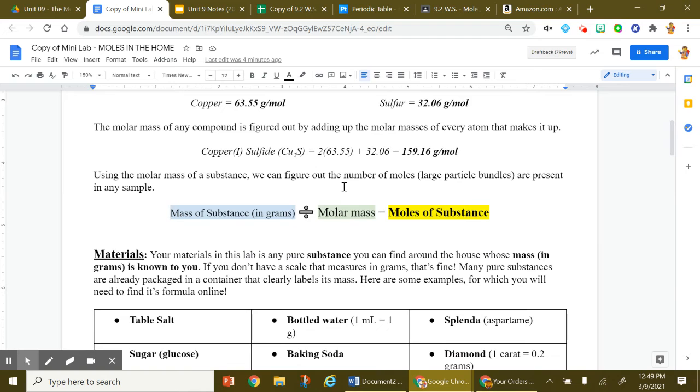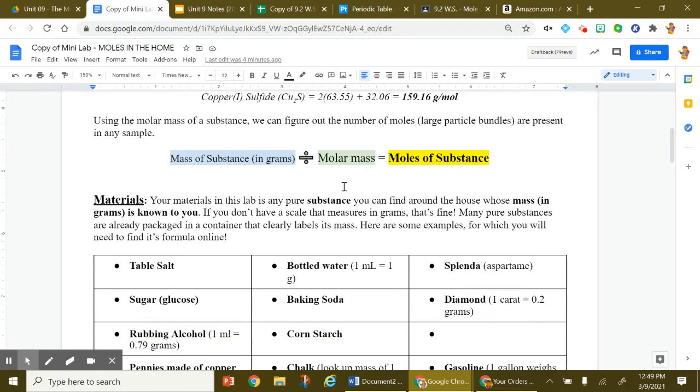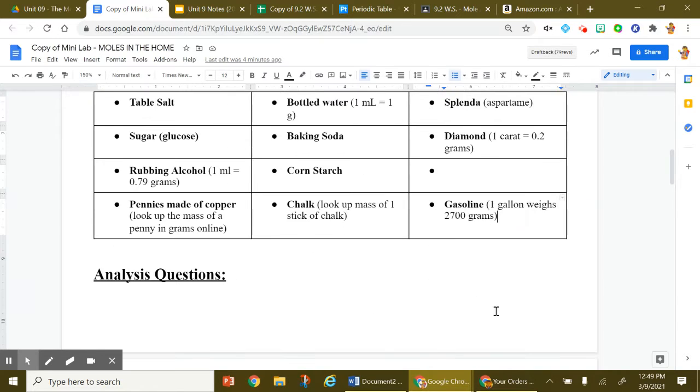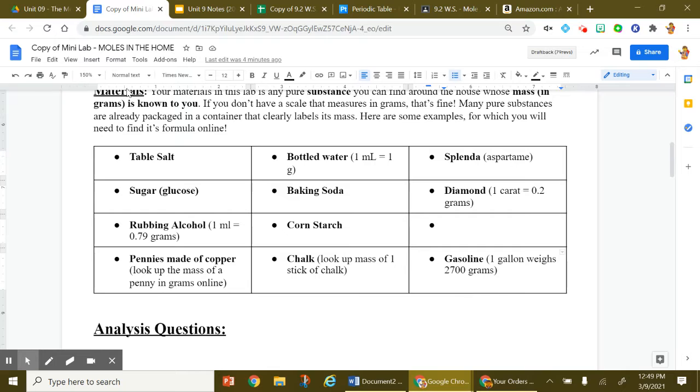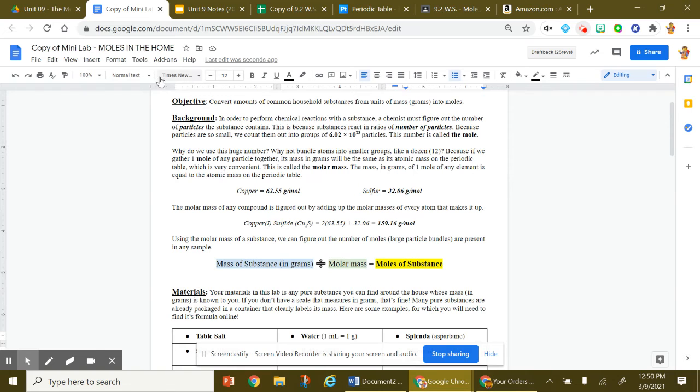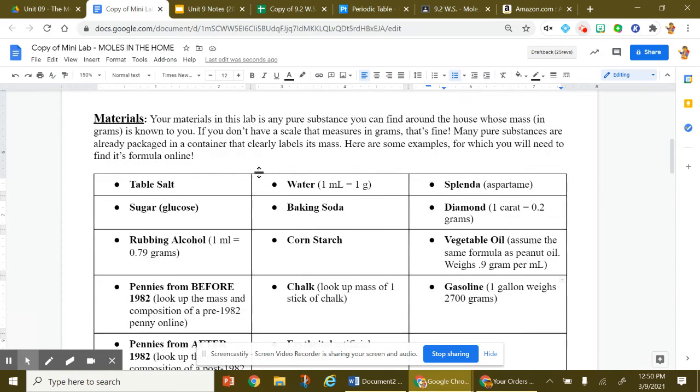Here's what you're going to do. You are going to go around your house and get 3 different substances from this list. You need to find a sample of a substance from around your house that meets 2 criteria. You have to be able to figure out what its chemical formula is, and there are certain substances around the house that have chemical formulas you can look up. And you need to know what mass of that substance you have in grams.